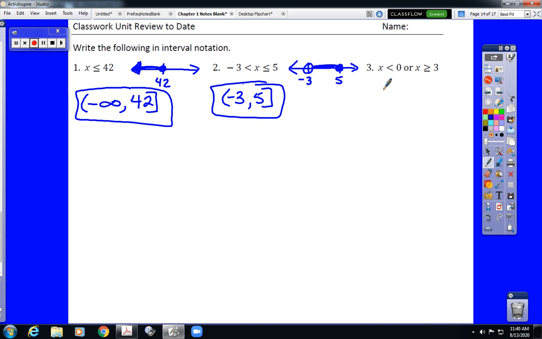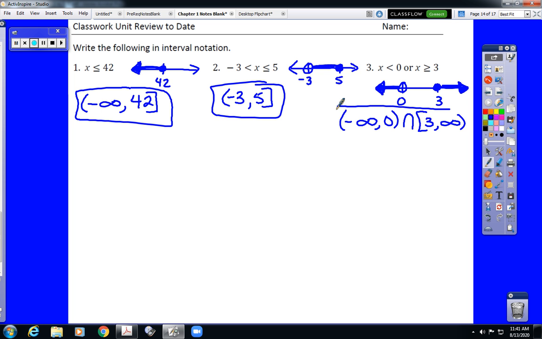On the third one, it's a little bit different. We still have two circles, 0 and 3. 0 is open, but we shade to the left. And 3 is closed, and we shade to the right, which means we need to have two intervals joined by the AND function. The first piece will run from negative infinity up to 0 and does not include 0, so it gets a rounded parenthesis. And 3 is included, that goes up to positive infinity.